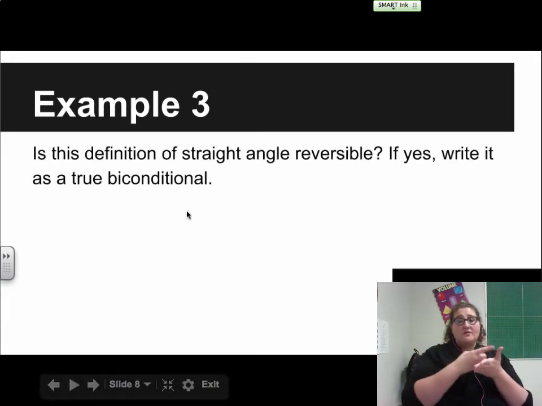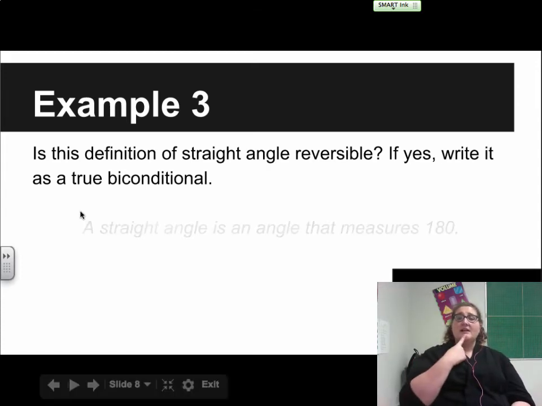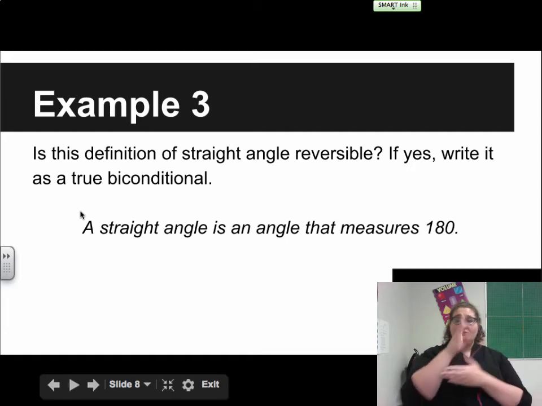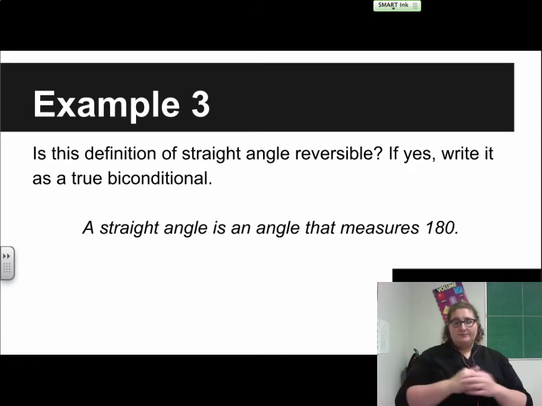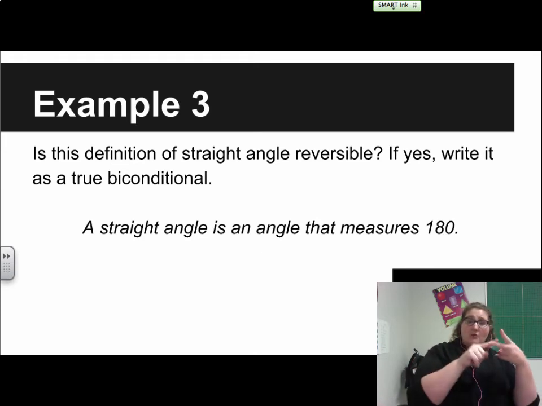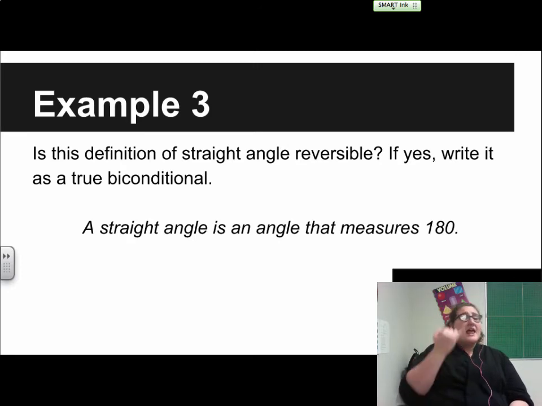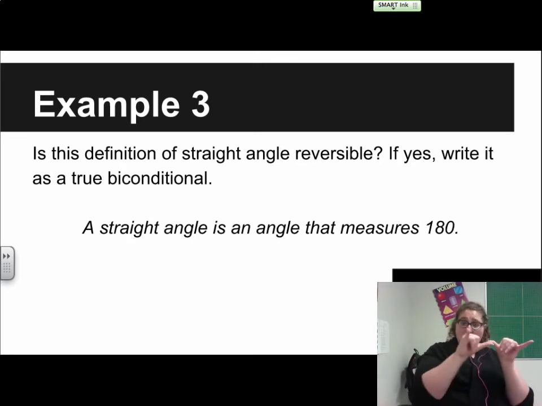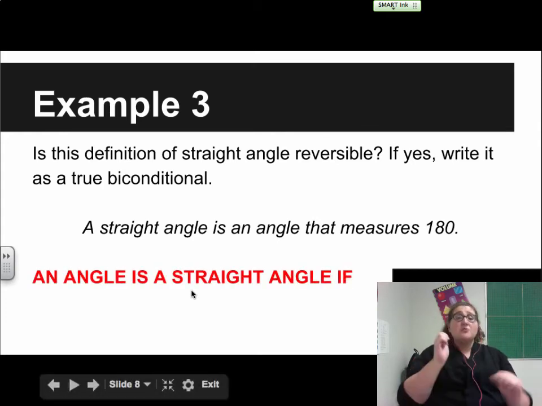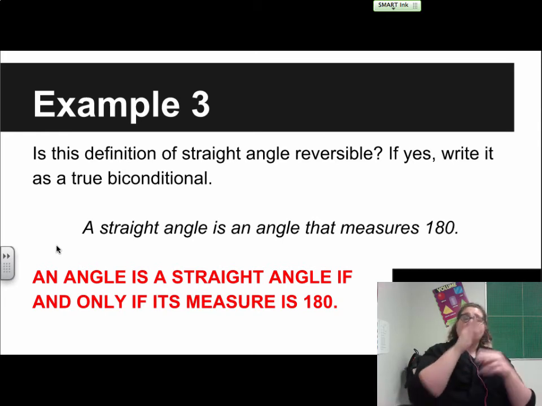It says, is the definition of a straight angle reversible? If yes, write it as a true biconditional. So the statement says a straight angle is an angle whose measure is 180. So the first conditional statement would be if it is a straight angle, then the angle measures 180 degrees. That's true. Now, is it reversible? If an angle measures 180, then it's a straight angle. That's also true. So we can write this as a true biconditional that says an angle is a straight angle if and only if its measure is 180.